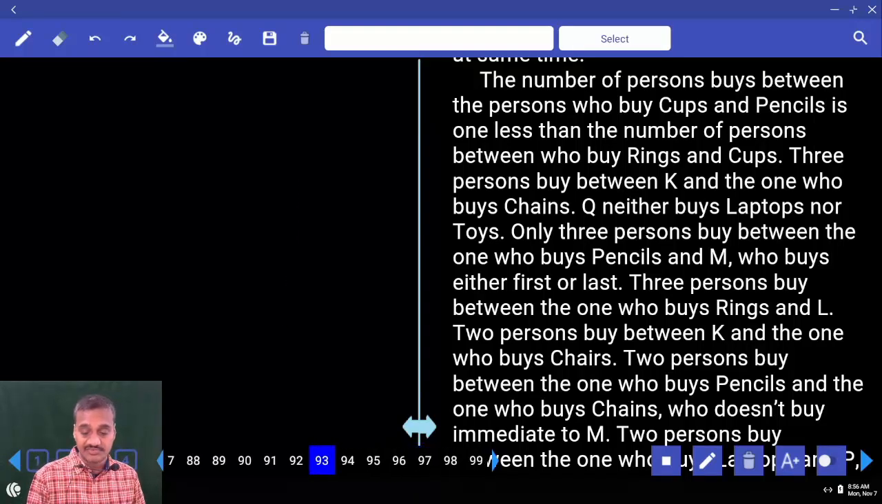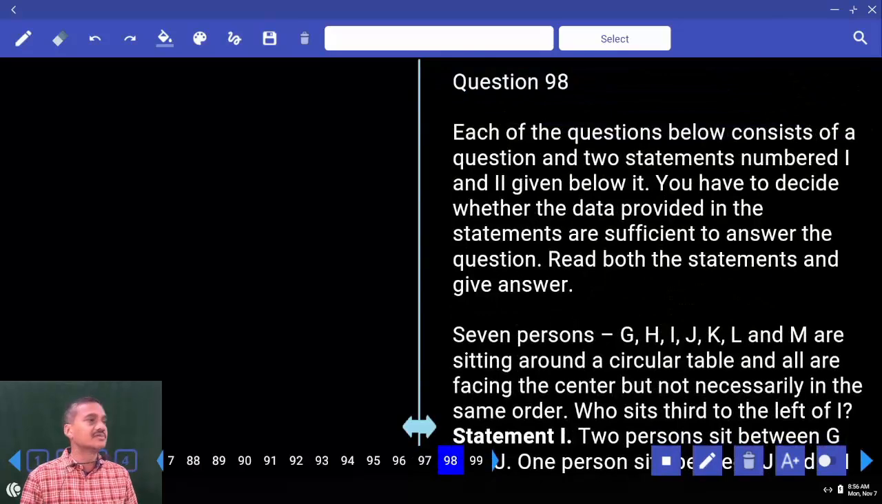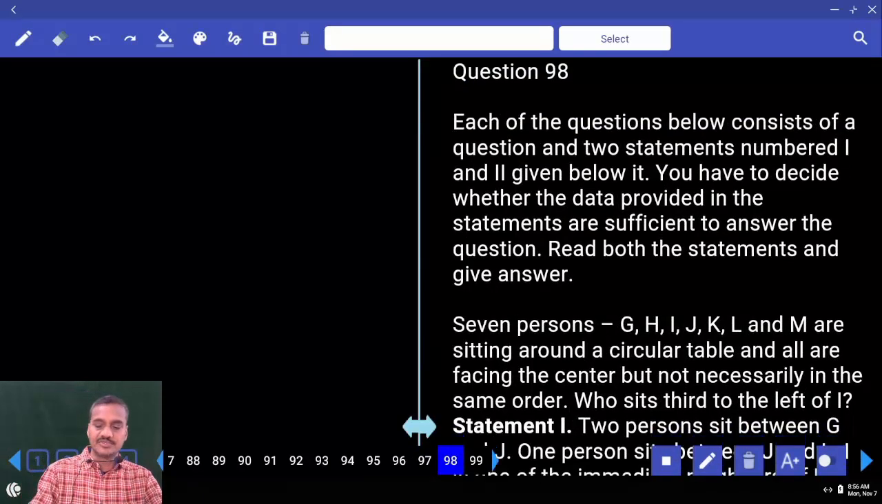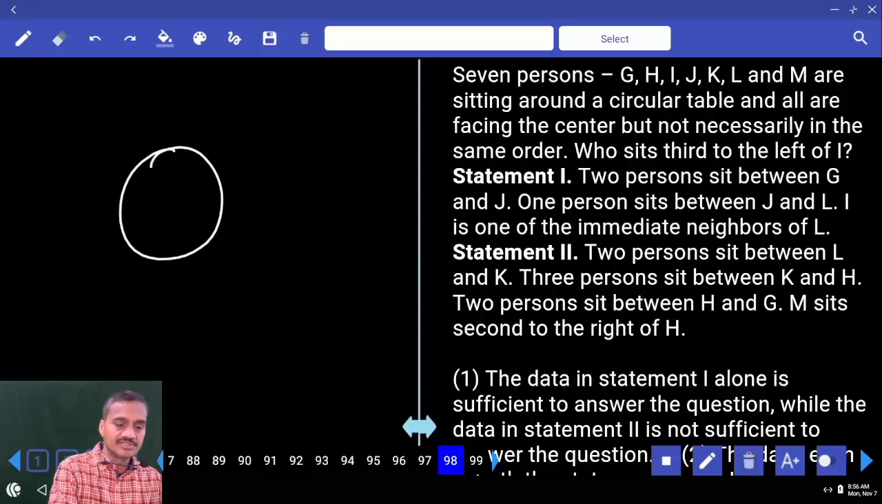93 to 97. Let us not come back to this again. Let us start fresh with 98. Then what do we have in this 98? Now in this 98, how many persons are there? There are some 7 persons. Now 7 friends were there, G, H, I, J, K, L and M, and they are facing around a circular table. And all are facing towards the center. Now 7 persons are facing towards the center. And here 5 plus 2, 7.